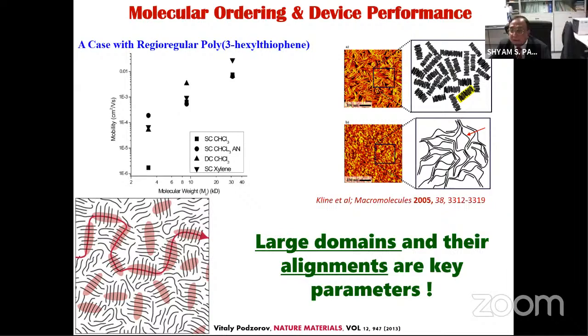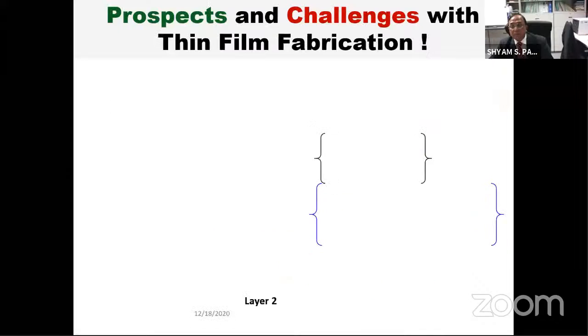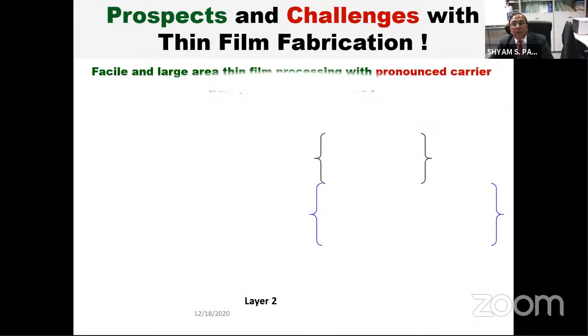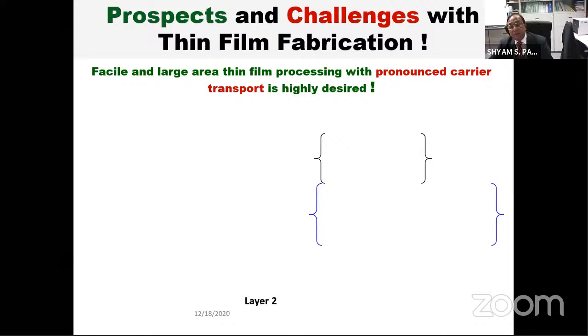So what is needed? We need large domains. And if we talk about electronics, especially field effect transistors, if we can align the domains in the direction of source and drain, no doubt we can enhance the performance. So the take-home message is, we need large area thin film processing with pronounced carrier transport for efficient devices.